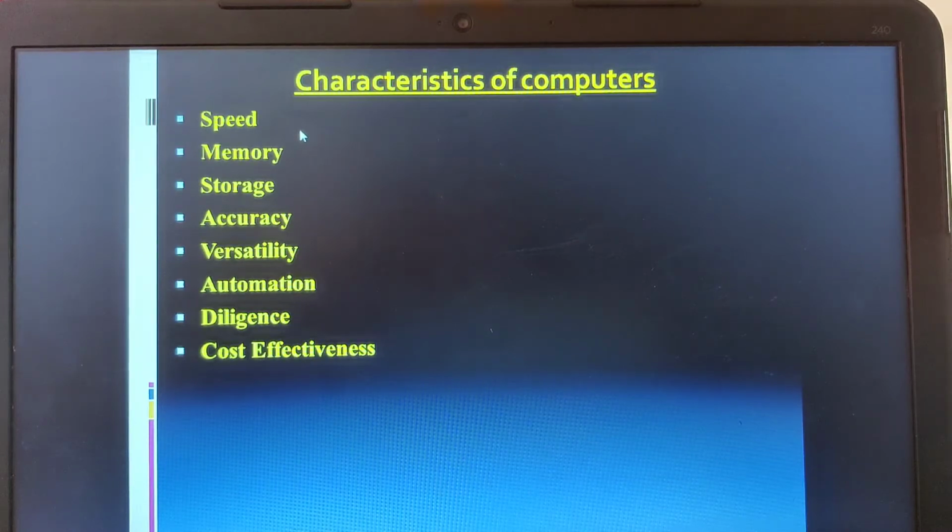So I'll repeat again. What you have to write under speed is: it is the ability of the computer to get the answers fast enough so that one has time to take the action.